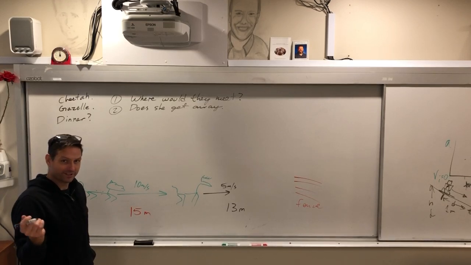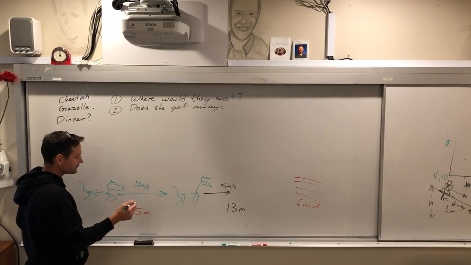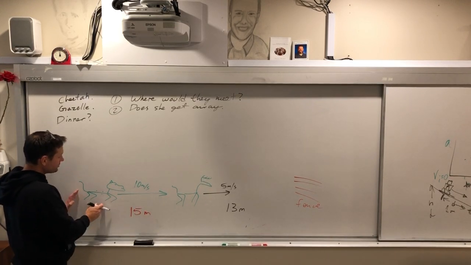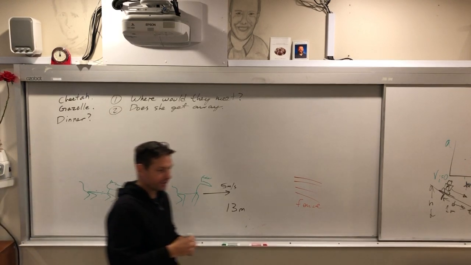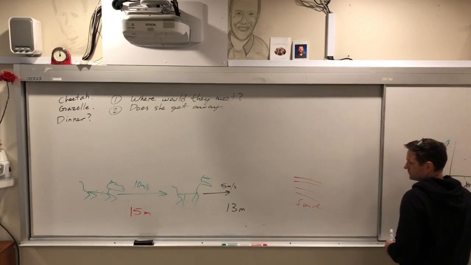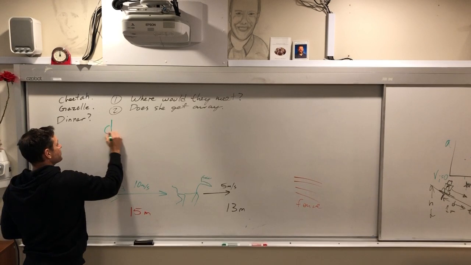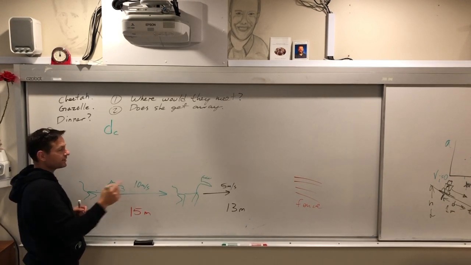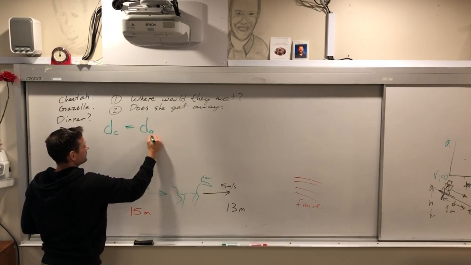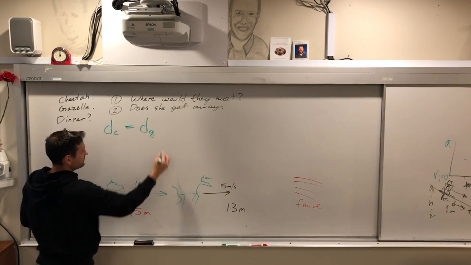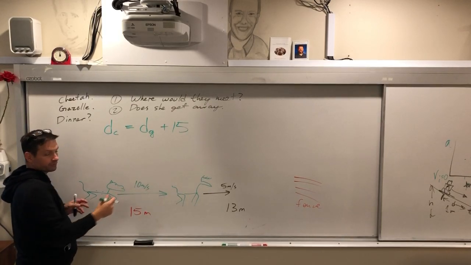Okay, so welcome back. I hope you tried to do it. So here's what we do. We say the distance traveled by the cheetah is equal to the distance traveled by the gazelle plus 15, because he's got to run 15 meters to catch up with her.